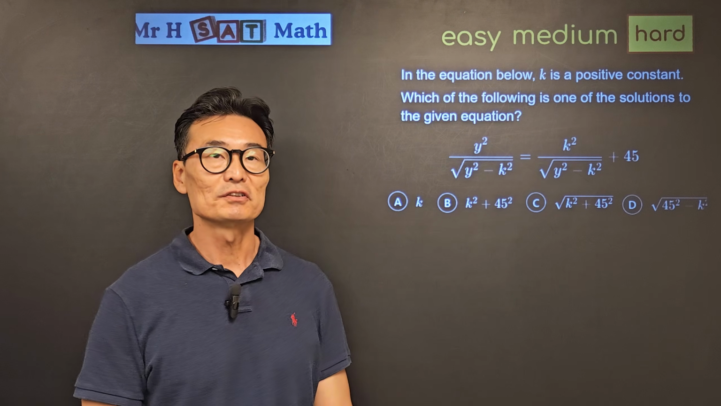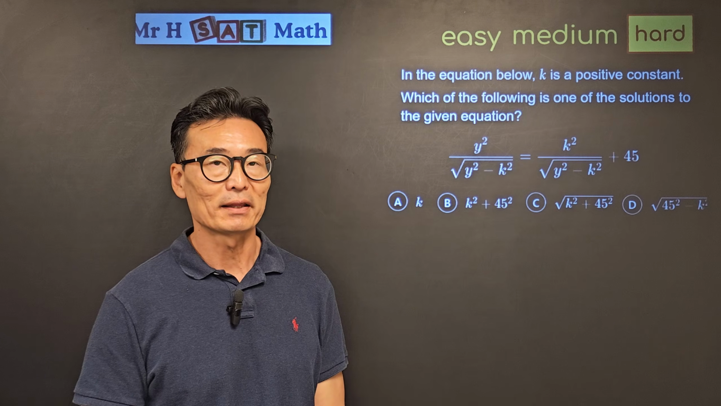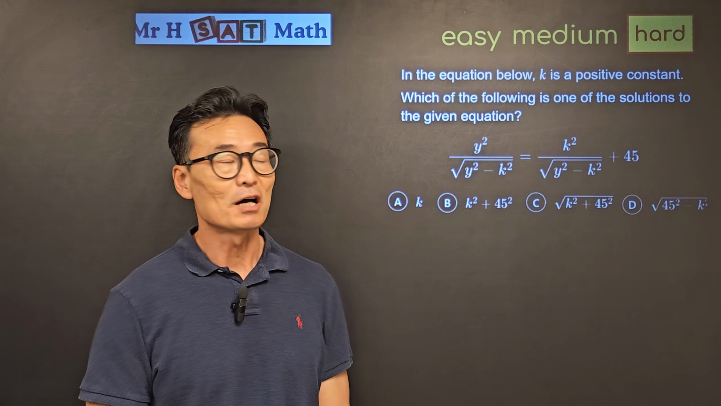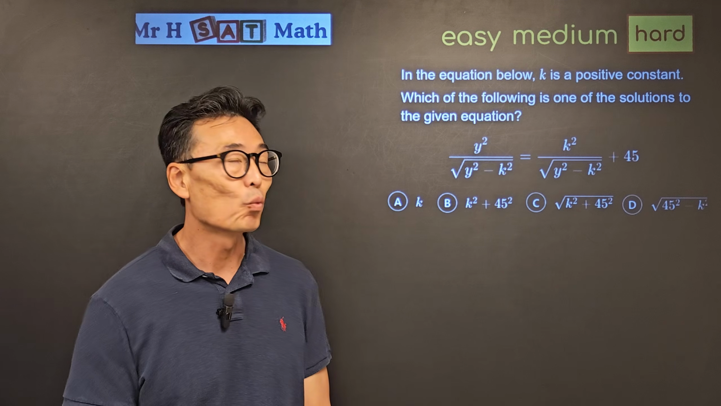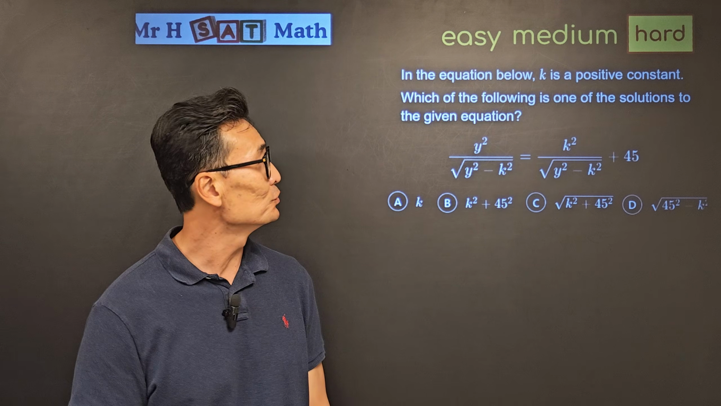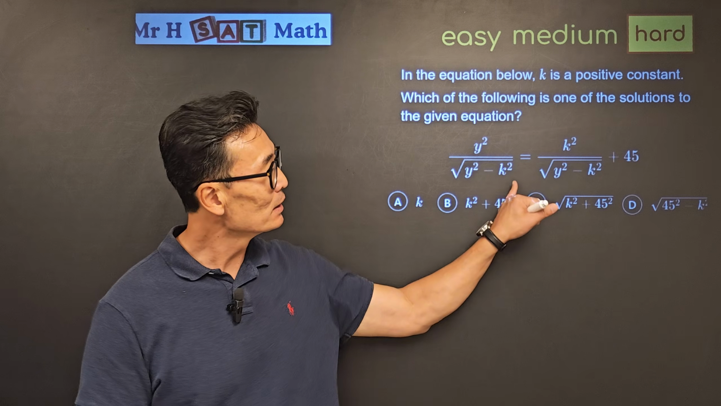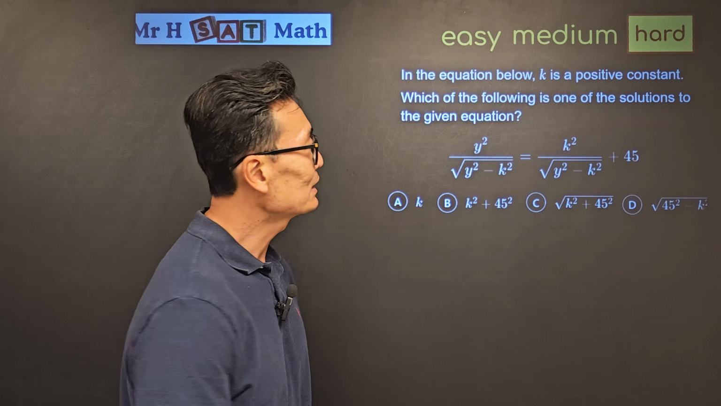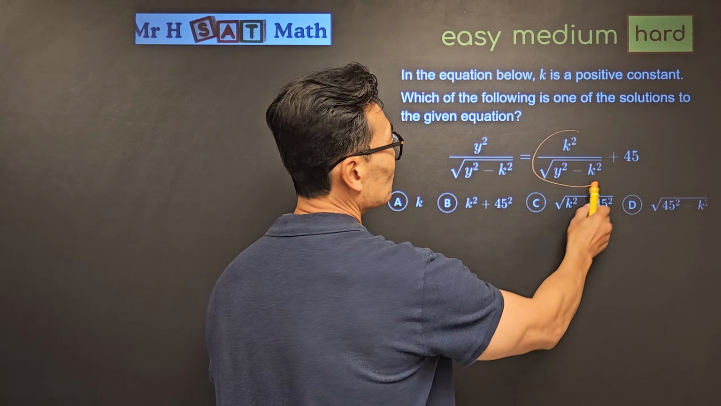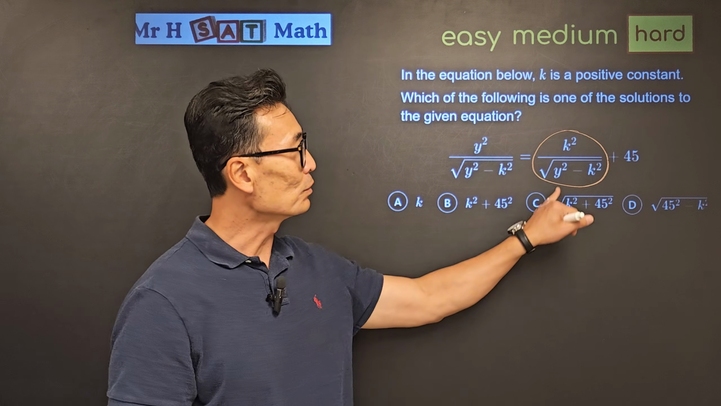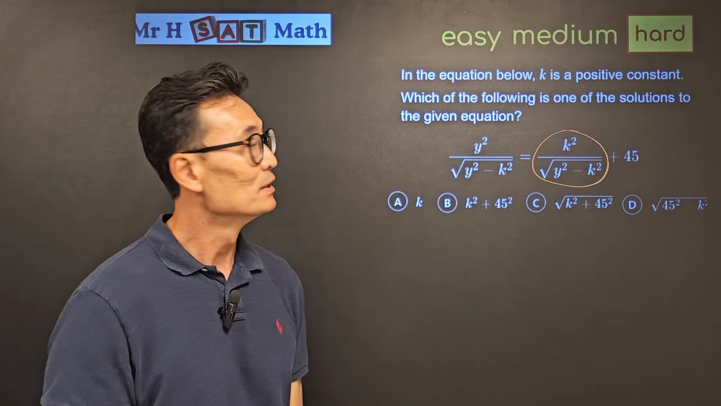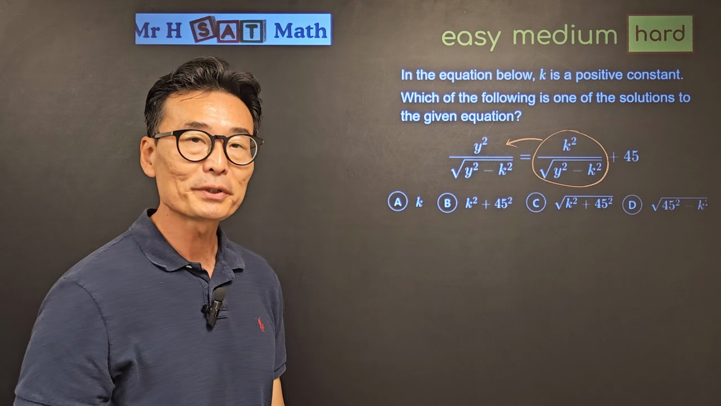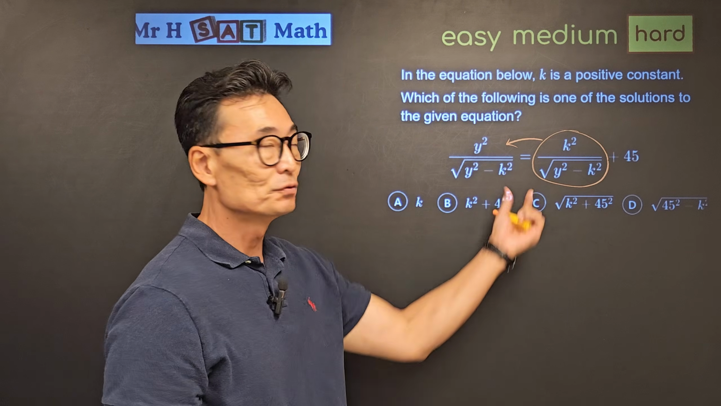Here's a question that's considered tough on the SAT math. In the equation below, k is a positive constant. Which of the following is one of the solutions to the given equation? And here's our equation. So the first thing we want to do is take this k squared over square root of y squared minus k squared to the left side of the equal sign, so we could combine these two fractions.